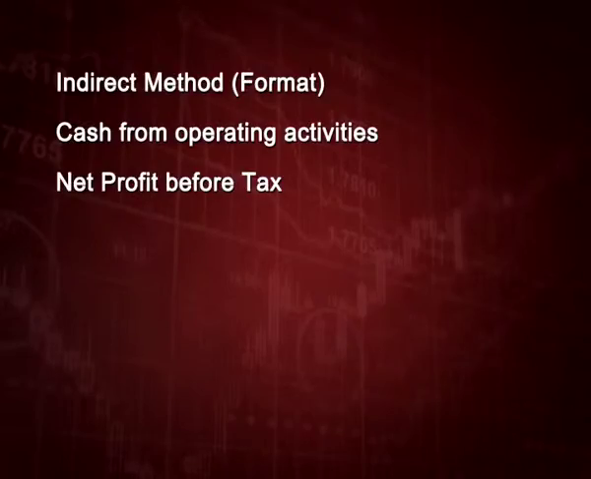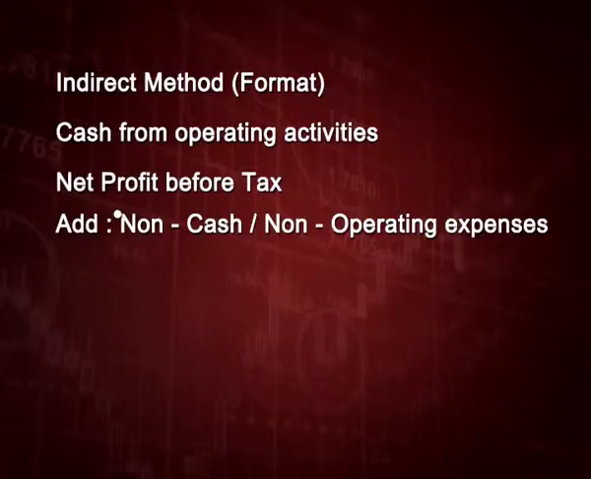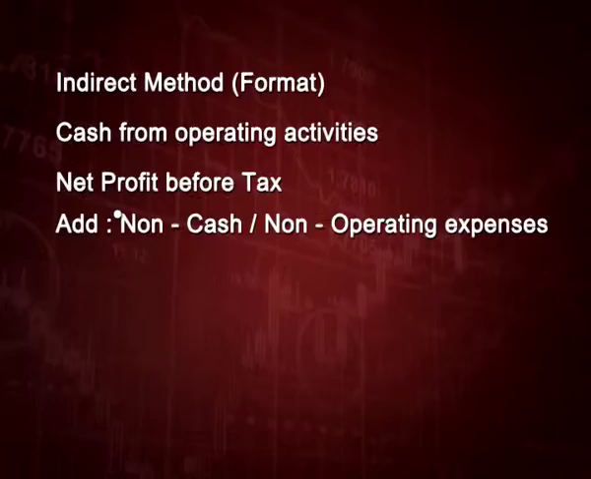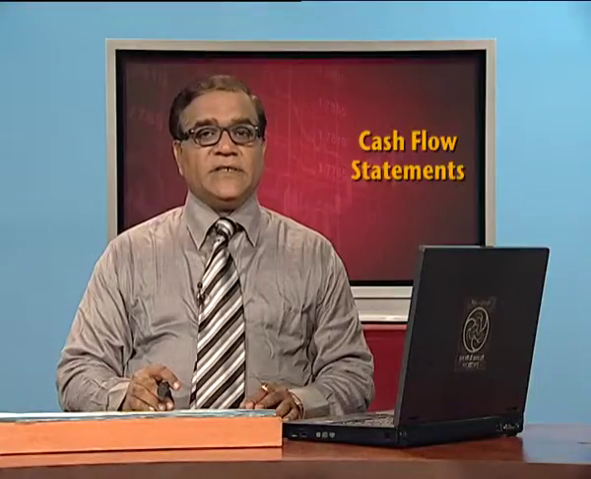The first activity is cash from operating activity, in which we start with net profit before tax. So, if you are given net profit after tax, first you have to add back tax, then you will reach net profit before tax, and then you have to add non-cash non-operating expenses, because we are trying to calculate cash from operating activity. So, whatever non-cash and non-operating expenses are already taken in the P&L account have to be added back, like depreciation, loss on sale of asset, interest paid.